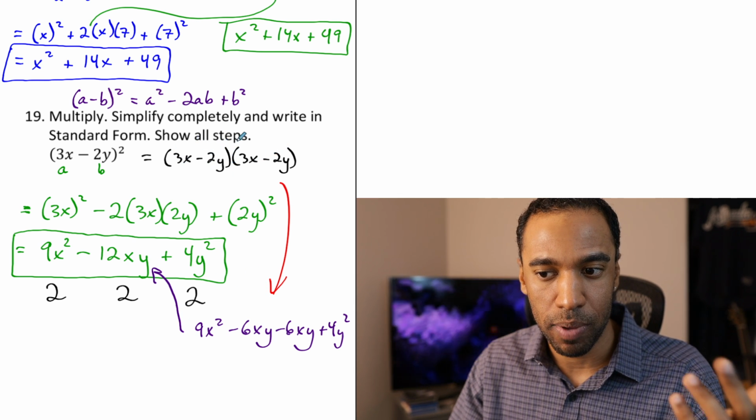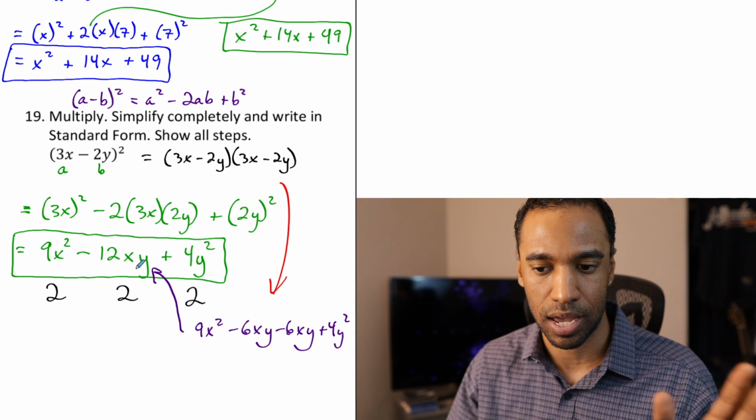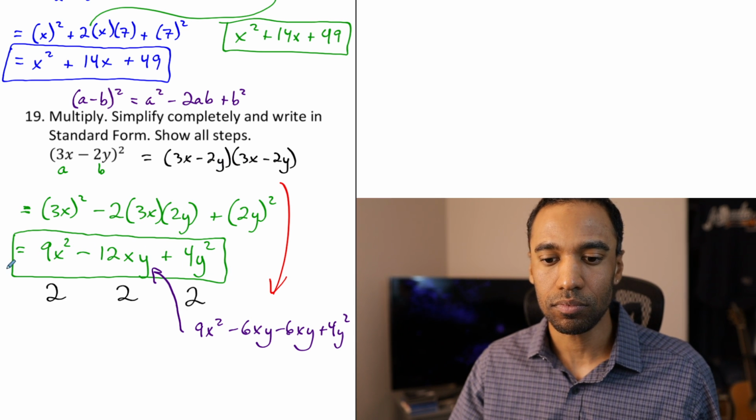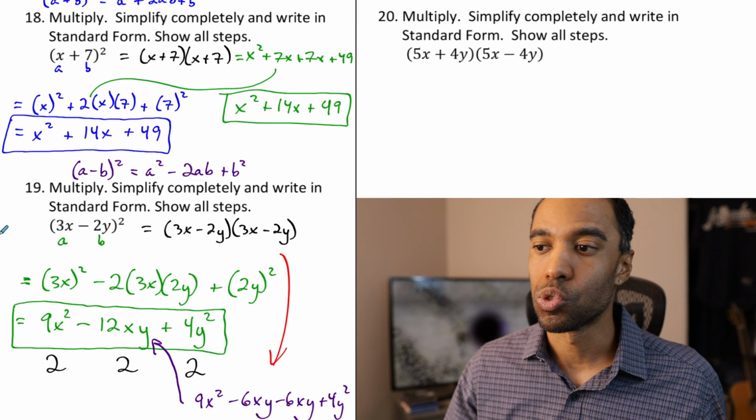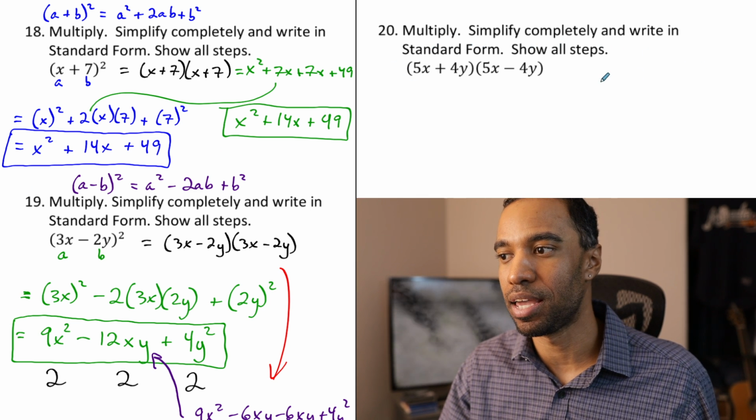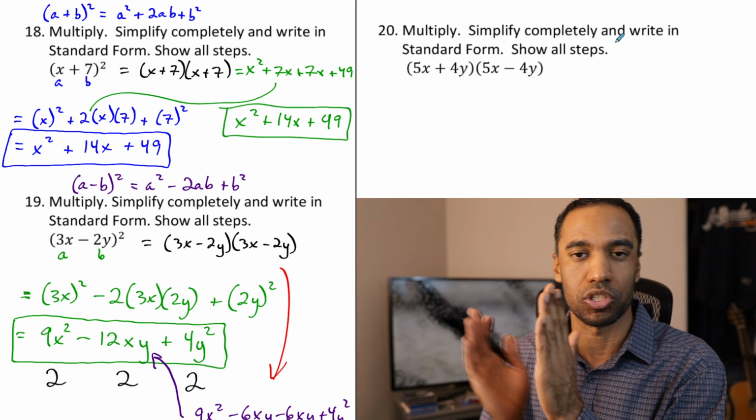Once again, you can binomial expand and then FOIL. Totally up to you. Totally works out. You get the same answer. Good. You see both approaches. It works out. There's one last problem we have here in multiplying. Simplify completely, write in standard form, show all steps. Okay.